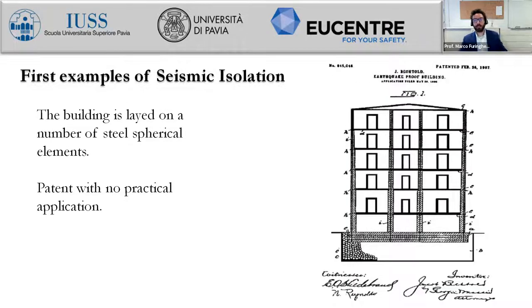But there are also other applications, but with no practical realizations, something like the building laid on a number of steel spherical elements. And you can imagine that it is something like the previous one. So something rolling, but since here the spherical elements are very small, this means that there is no rolling motion, but we have something like a sliding behavior. Okay, so the building slides on this layer of steel spherical elements.